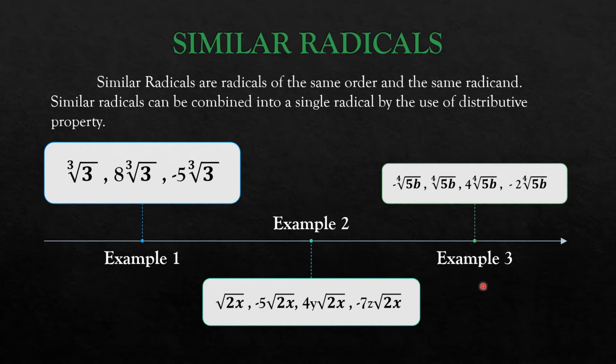Same true with our example 3. Same index or indices or order. Lahat po sila, ang index po nila ay 4. Fourth root po lahat yan. And then same radicand. Parehas lang po ang radicand, which is 5b. So example number 3, negative fourth root of 5b, fourth root of 5b, 4 fourth root of 5b, and negative 2 fourth root of 5b are examples of similar radicals.